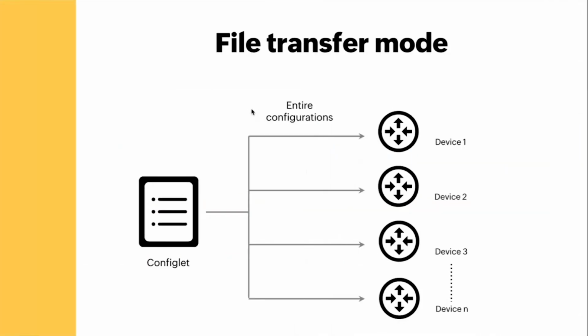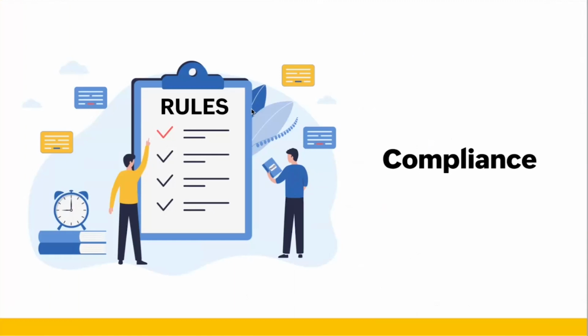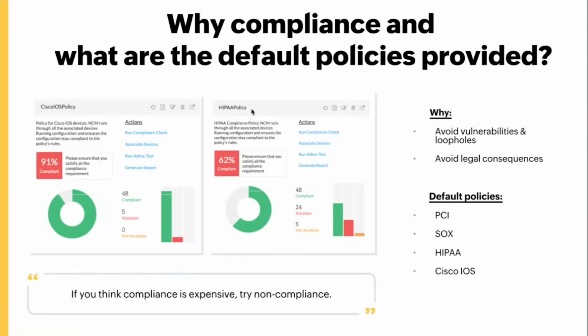Let's move on to our next topic of today, which is compliance. Why do you need compliance, or why do you have to be compliant? It is necessary because you can avoid any vulnerabilities and loopholes in your network environment. Compliance is also mandatory, and not following it will lead to legal consequences. Some of the default policies in Network Configuration Manager include Cisco IOS policy, HIPAA policy, SOX policy, and PCI policy. You can also create your own policies depending upon your needs.